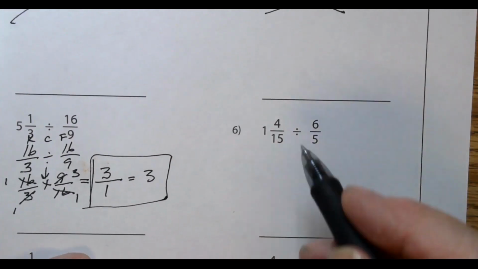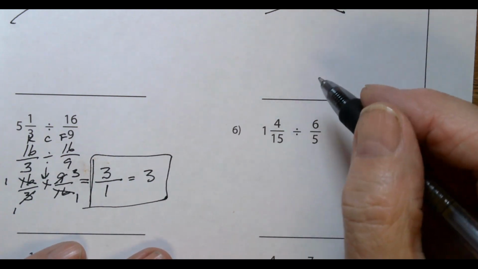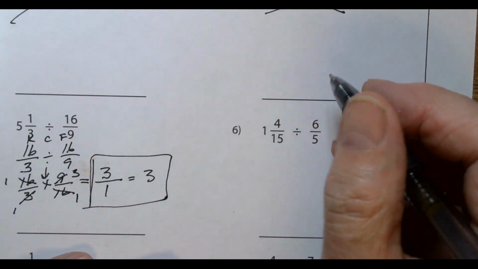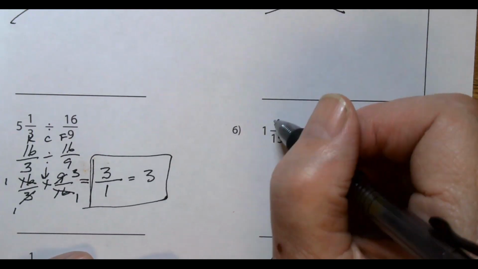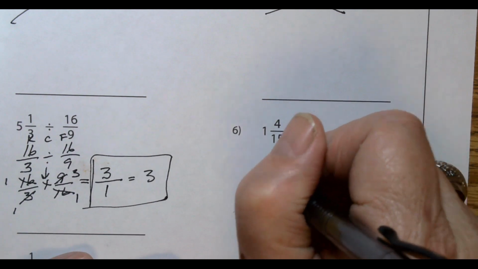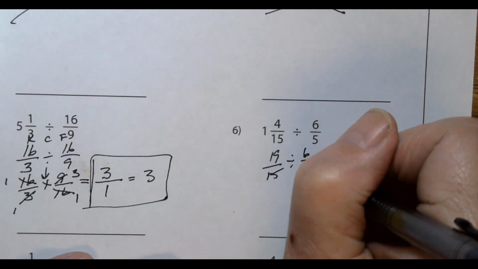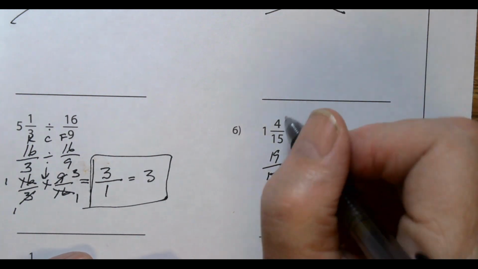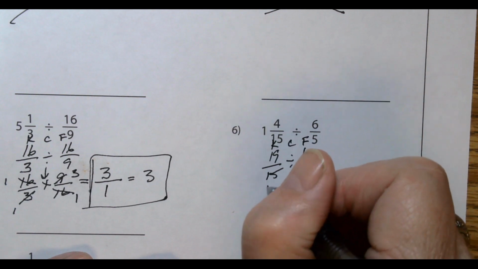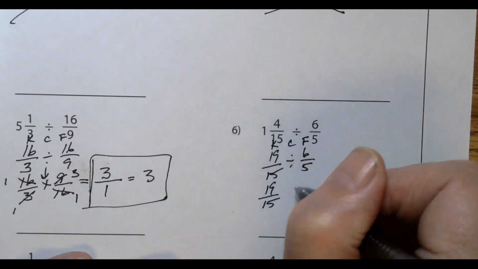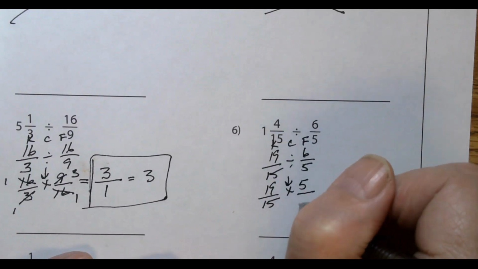I have 1 and 4/15 divided by 6/5. The first thing I have to do is make this into an improper fraction. 15 times 1 is 15 plus 4, that's 19/15 divided by 6/5. Now I'm going to do my keep, change, flip. So I'm going to rewrite this as 19/15, change this to multiplication, flip this, this is 5/6.